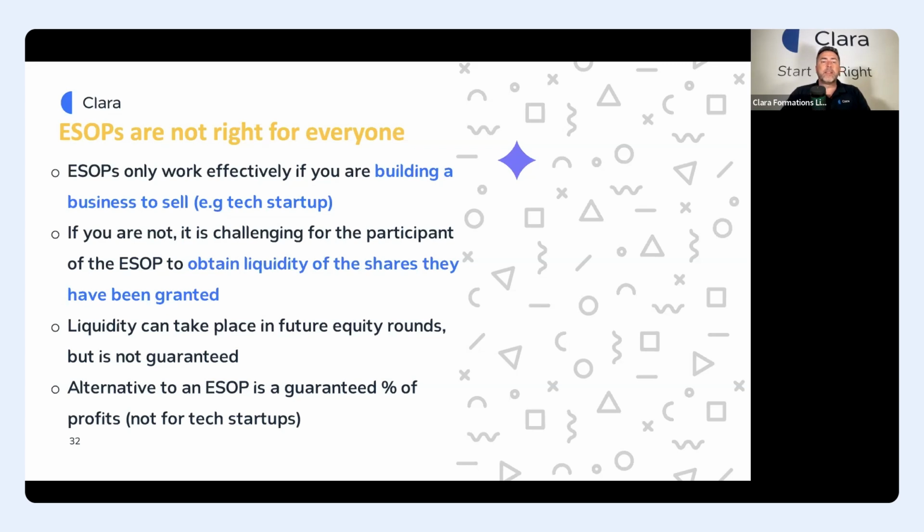The other one is that if you're not someone who's looking to ultimately build a business to sell, like a tech startup, the issue is liquidity. So sometimes you see people trying to give an ESOP in a company that may never exit. So then the question is, other than maybe a profit share through a dividend, they're never going to be able to exit from those shares. And then what ultimately happens is there's pressure on the other shareholders to have to buy them out at some point, particularly way after they've left the company.